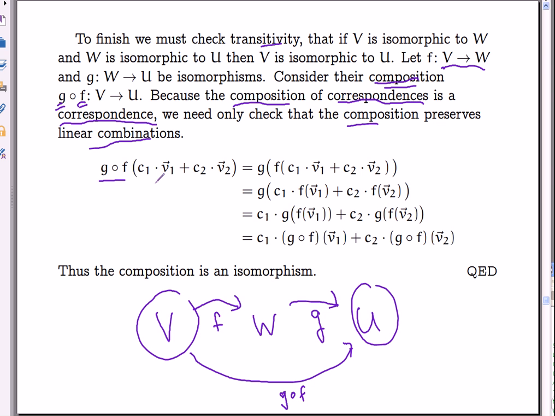G composed F, acting on a linear combination, is G of F of that linear combination. Then we apply the linear combination principle to F of this linear combination to break it up into two parts. Then we can apply the linear combination principle to G, because G is acting on the linear combination of these two vectors. And then here we simply use the fact that G of F of V is the same as G composed F operating on V. All right, so we have the statement that we need: G composed F operating on a linear combination is the same linear combination operating on G composed F of the constituent vectors.